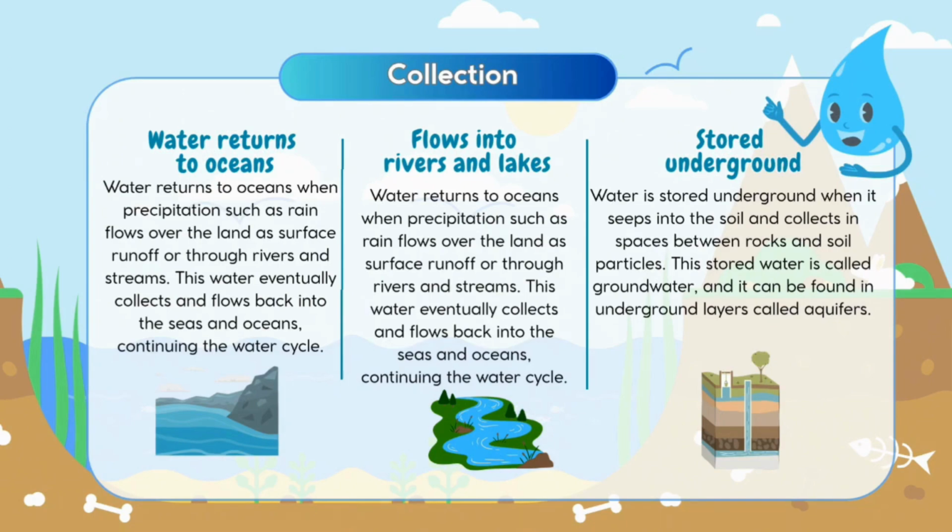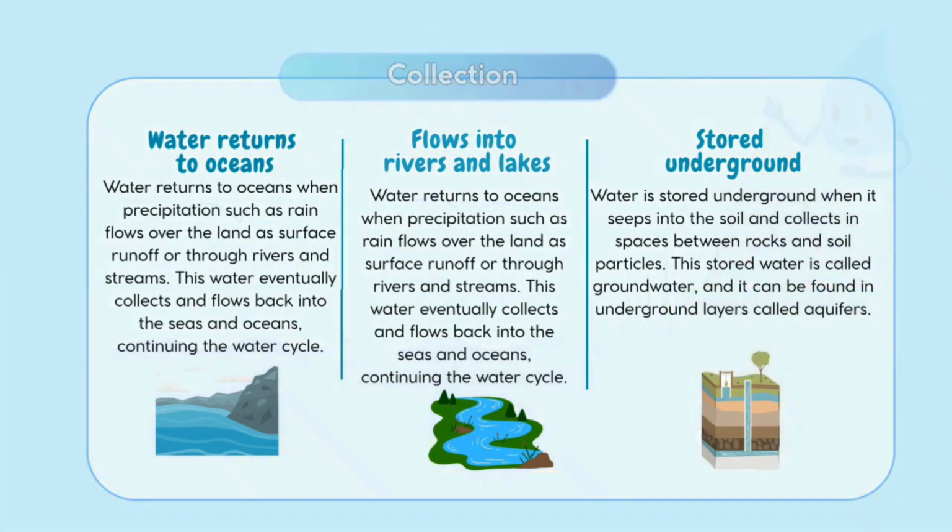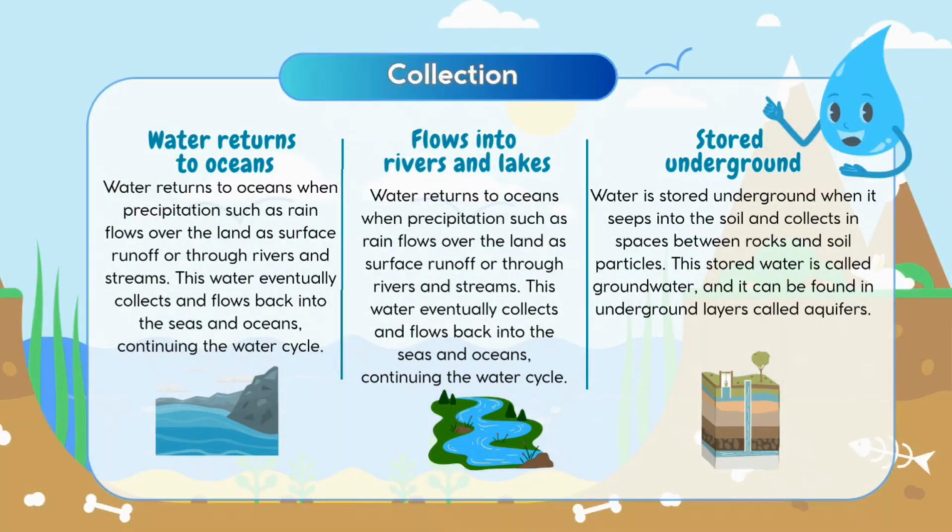Flows into rivers and lakes. Water returns to the ocean when precipitation, such as rain, flows over the land as surface runoff or through rivers and streams. This water eventually collects and flows back into the seas and oceans, continuing the water cycle.